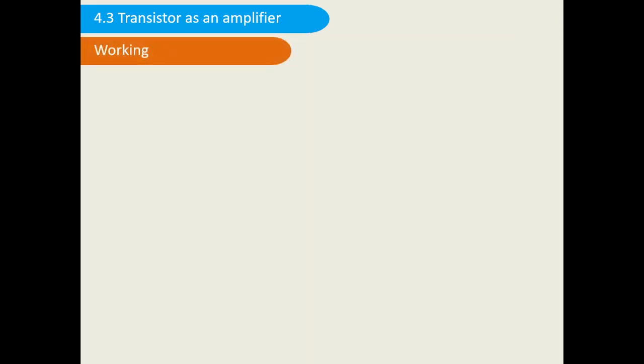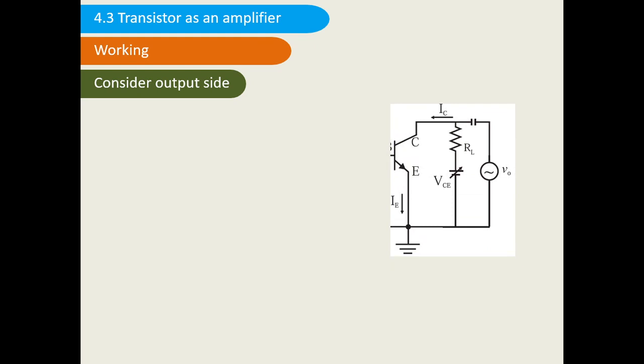So what is the working of the transistor as an amplifier? We'll be considering the output side, and after that we'll be considering the input side. We will write the equations of both sides. First I am considering the output side because the output side is easy.